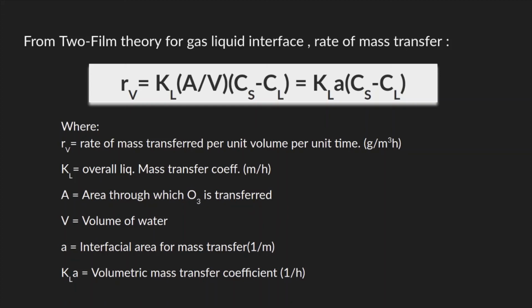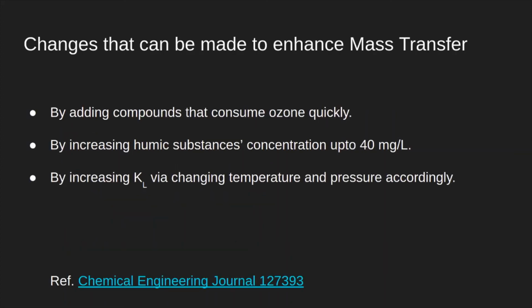And now let us take a look at the enhancements that can be made to the existing model. The first option is via adding compounds that consume ozone quickly, because as these compounds consume ozone, then the concentration difference or the gradient will increase and therefore will result in increased mass transfer.